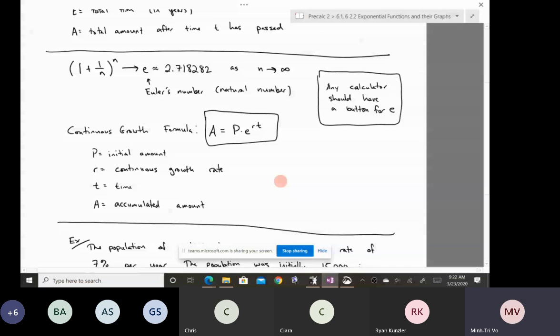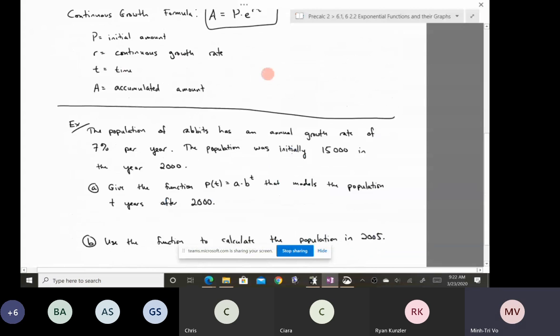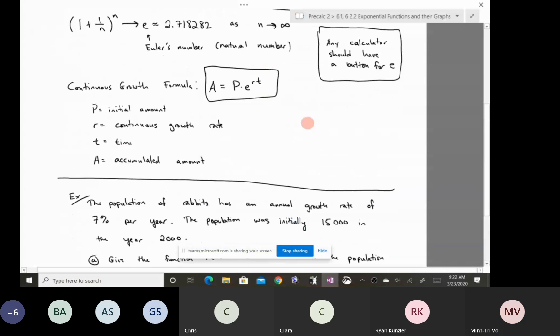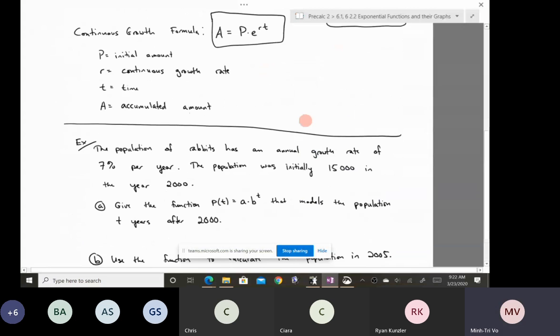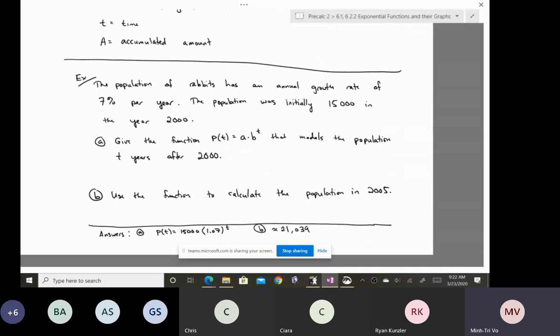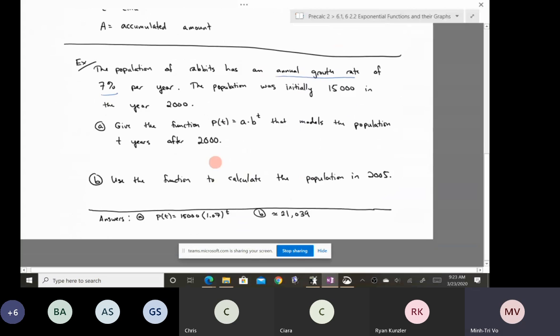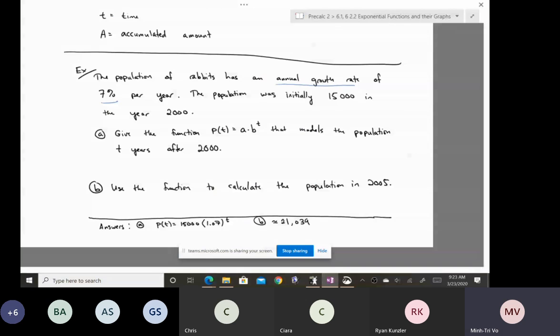So that's E, and then P, R, and T are the same as before: the initial amount, growth rate, and the time. Now in this example, it says it has an annual growth rate of 7%, and the initial population. That means R is 7%, but as a decimal, R has to be 0.07. Then it says the population is initially 15,000, so that has to be P, and the year is 2000.